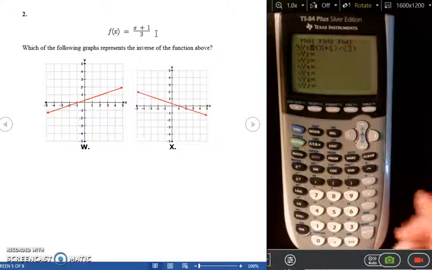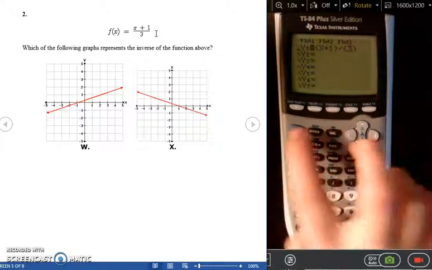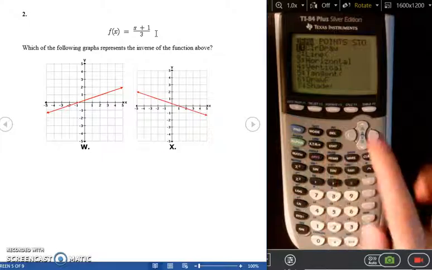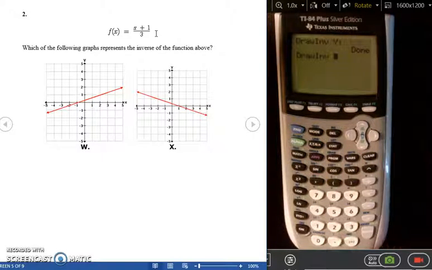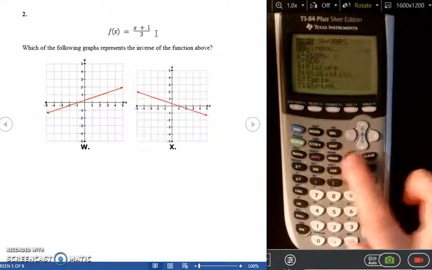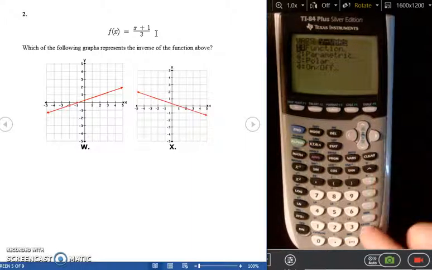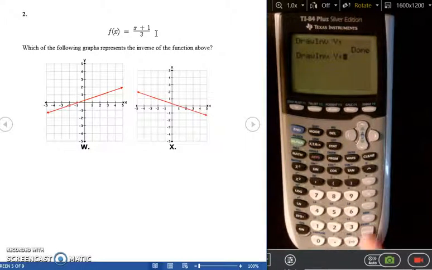So now I just follow the same steps. I'm going to go into second, draw, choice 8, and then vars, y vars, enter, enter. And then I'm going to press enter, and that first thicker line's the original. And then that second, skinnier line there is going to be the inverse.